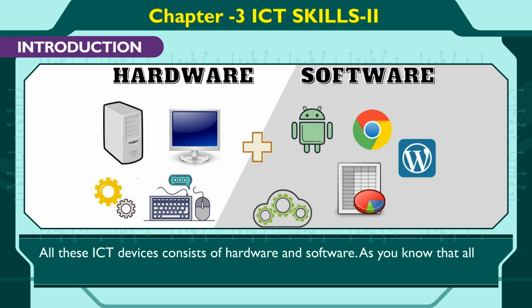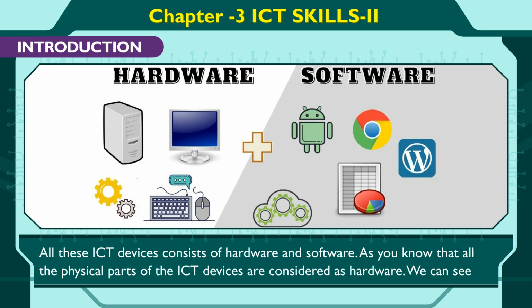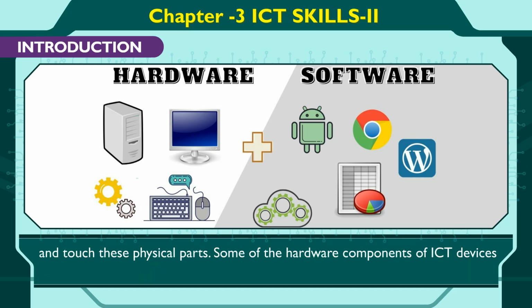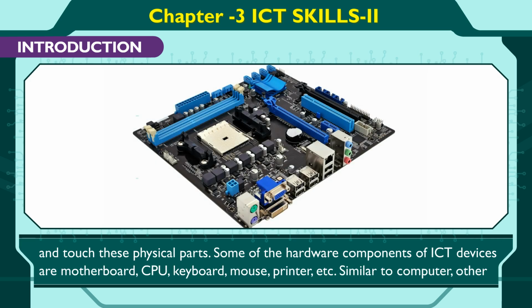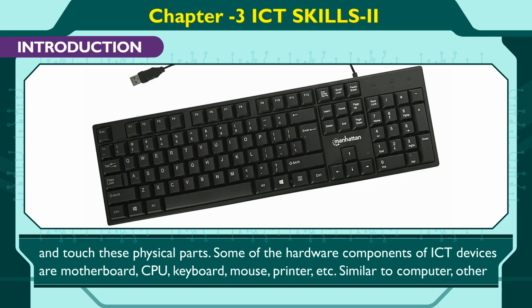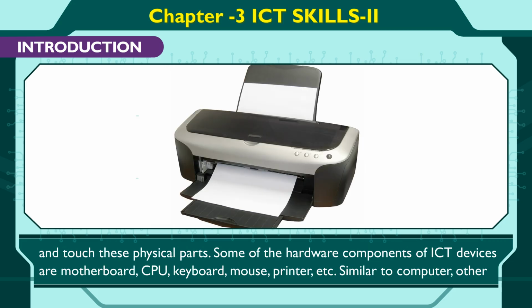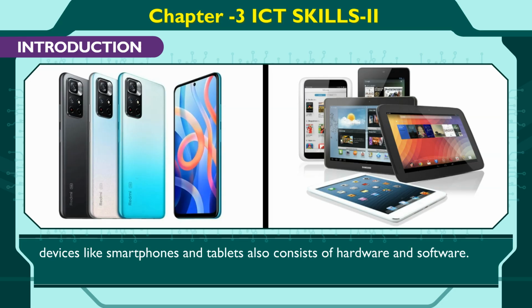All these ICT devices consist of hardware and software. As you know, all the physical parts of the ICT devices are considered as hardware. We can see and touch these physical parts. Some of the hardware components of ICT devices are motherboard, CPU, keyboard, mouse, printer, etc. Similar to computers, other devices like smartphones and tablets also consist of hardware and software.